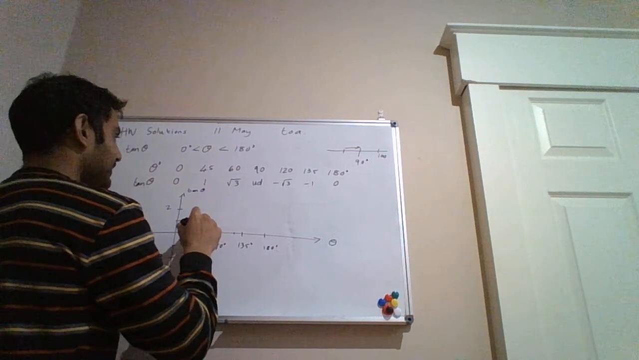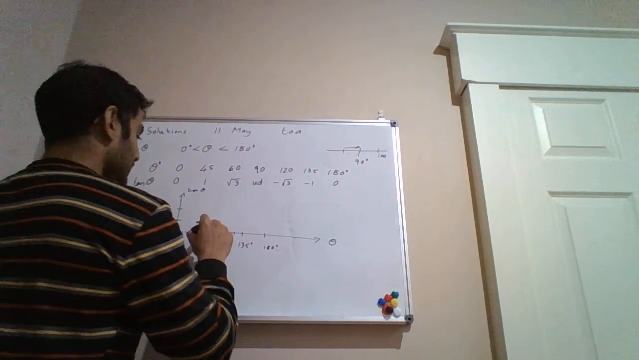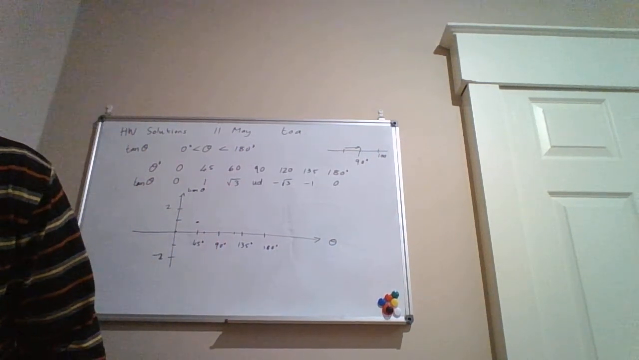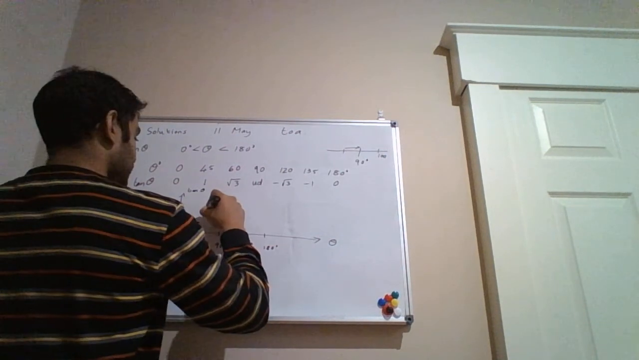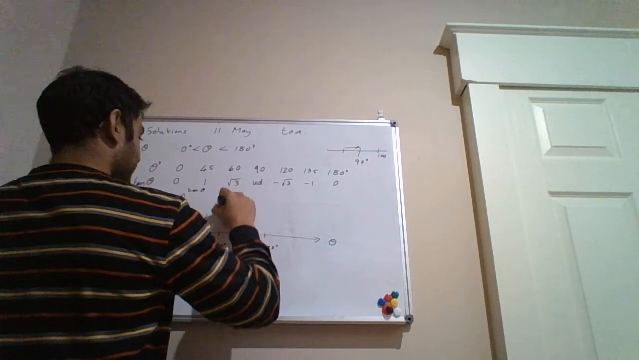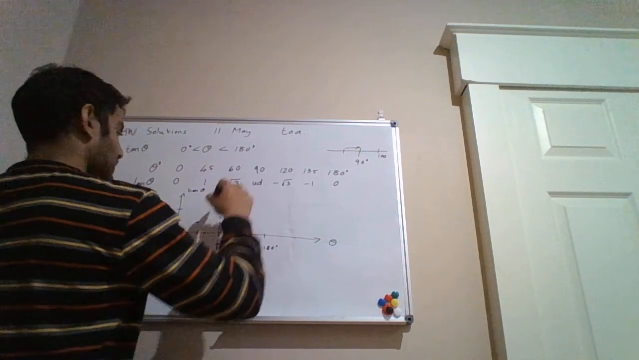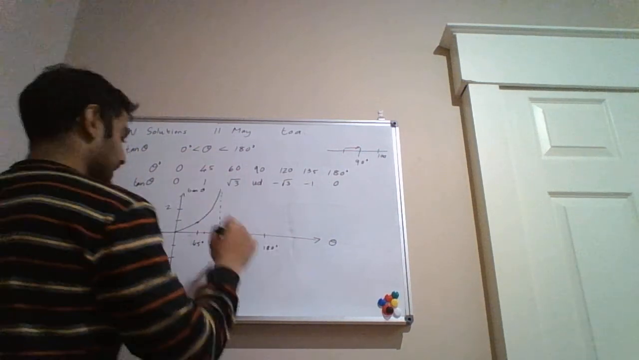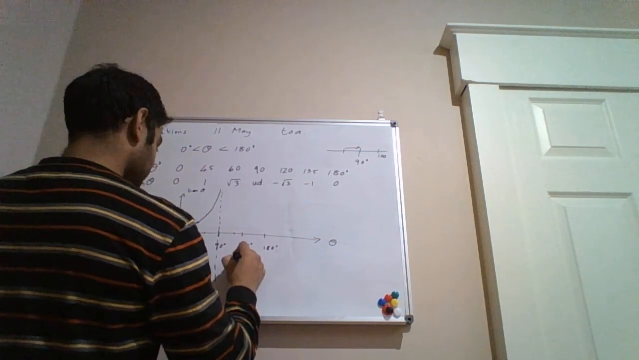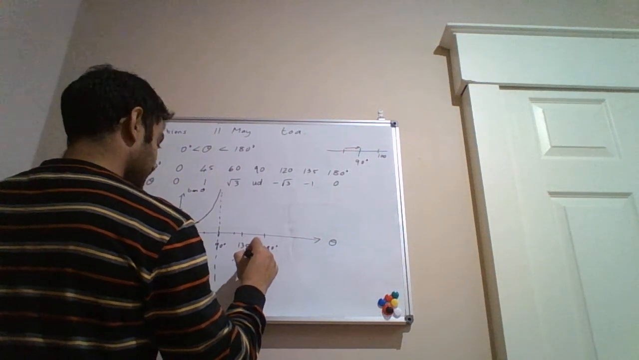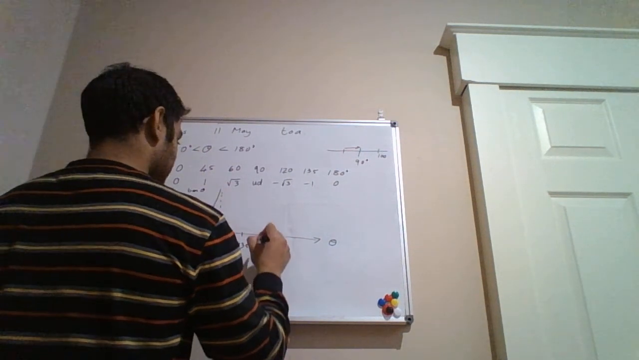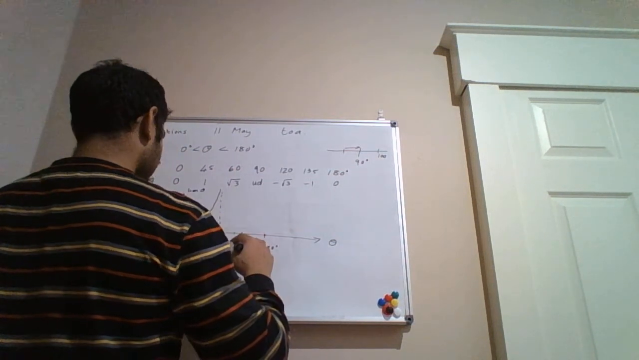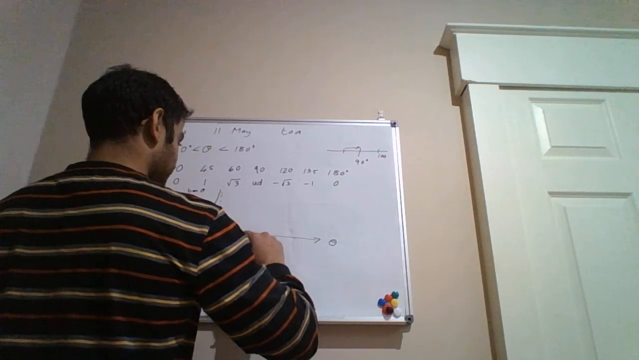Tan of 45 degrees is 1. Tan of 60 degrees is root 3. Root 3 is 1.73, so that's somewhere there. 90 degrees is our vertical asymptote. So our graph would look like this. On the other side, we've got 120 degrees, that's negative 1.7, negative root 3. 135 is negative 1, and 180 is 0. So our graph would look like this.